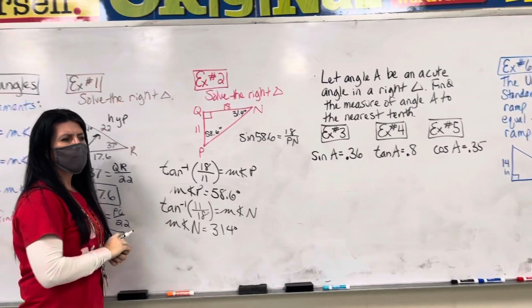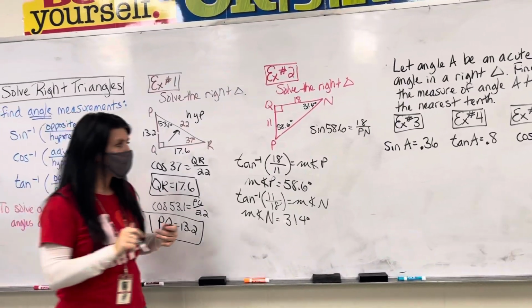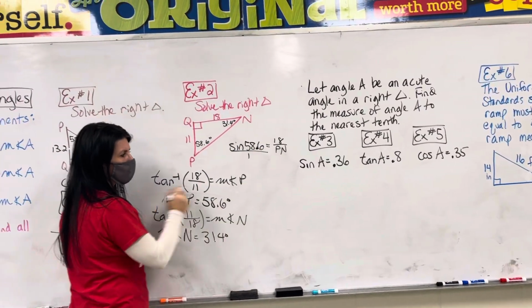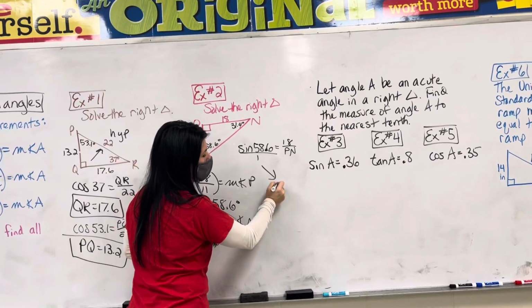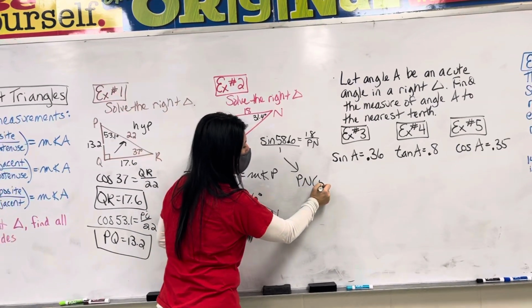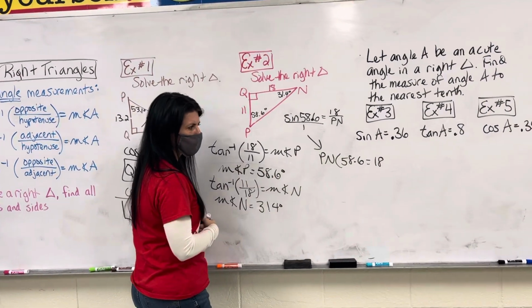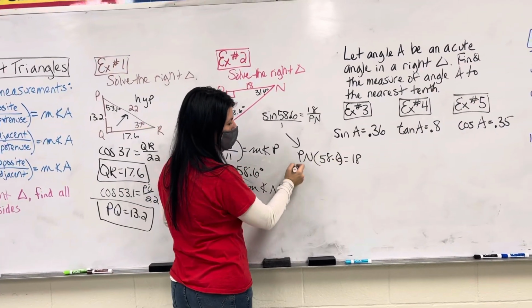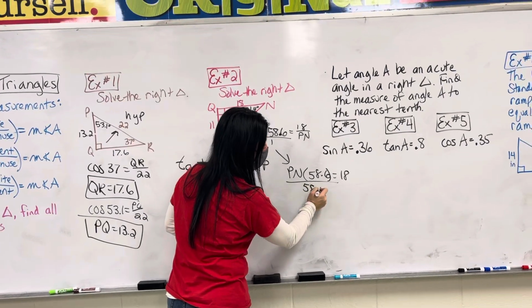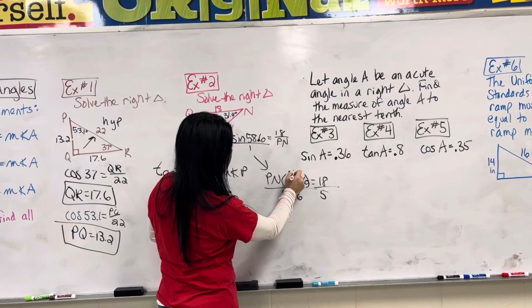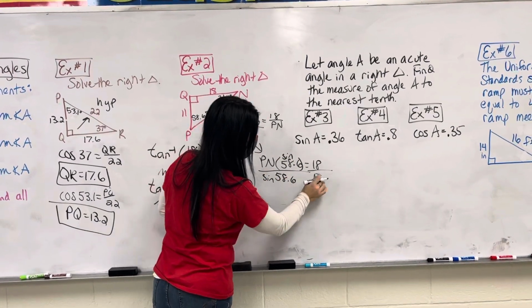These are the kinds of problems that you have to create your proportion out of. There's a dot there. We're going to create a proportion. So Pn times sine of 58.6 equals 18. Should be parentheses there. Divide by sine of 58.6. I did put a sine in there. Divide by the sine of 58.6.